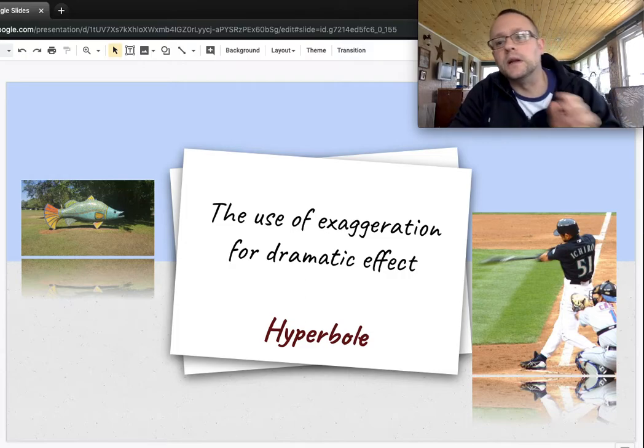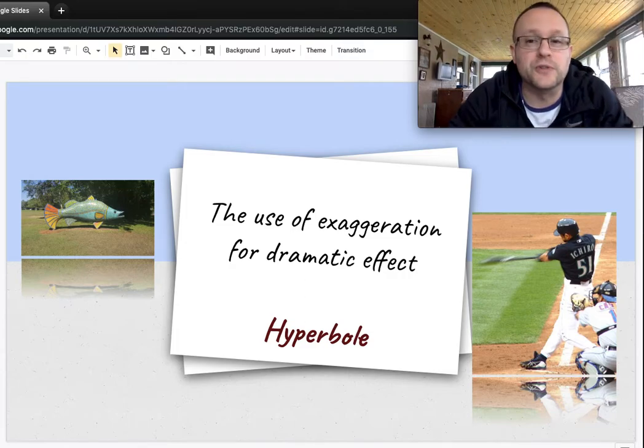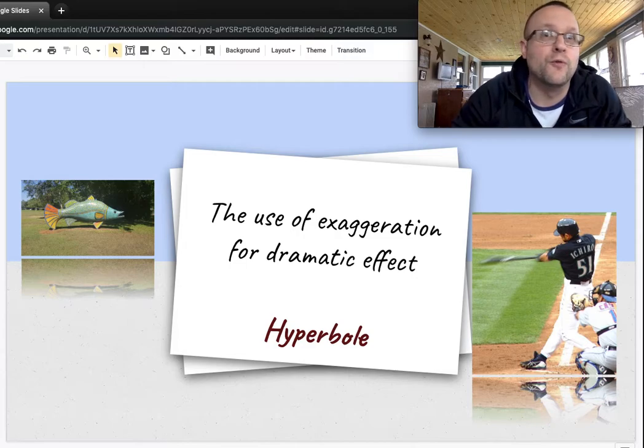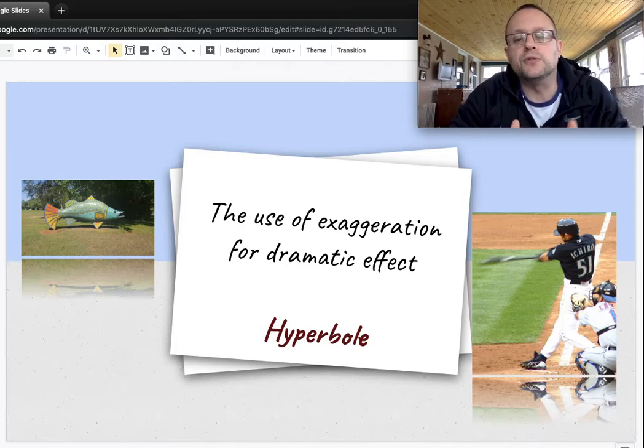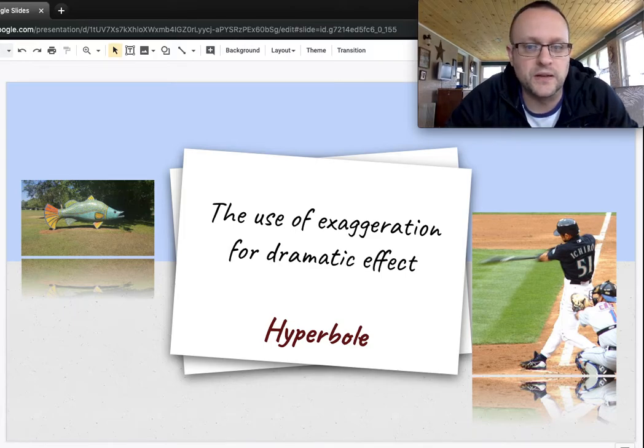Someone might hit a home run and claim that home run was going through clouds. It was soaring so high, it was going over 5-story buildings and things like that. It's not that you're literally trying to make someone believe it, but you're trying to exaggerate the truth a little bit just so they understand how big of a deal this truly was.